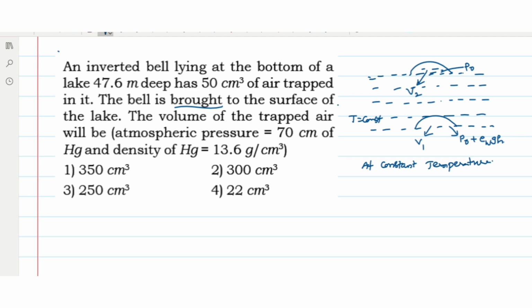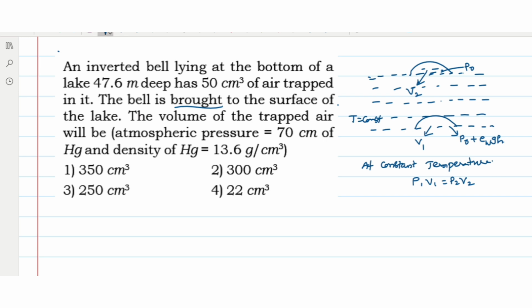According to Boyle's law, P is inversely proportional to V, so here we can say P1 V1 will be equal to P2 V2. The initial one is when the inverted bell is lying at the bottom, and the final values will be on the surface.